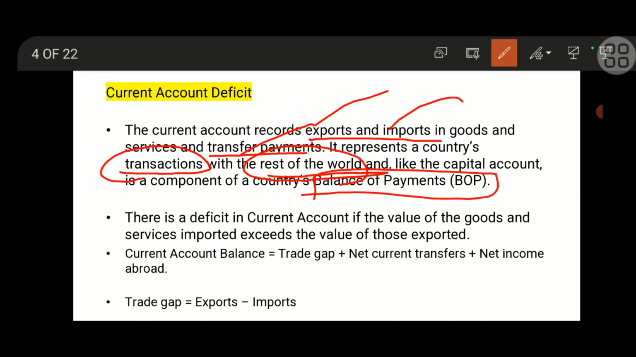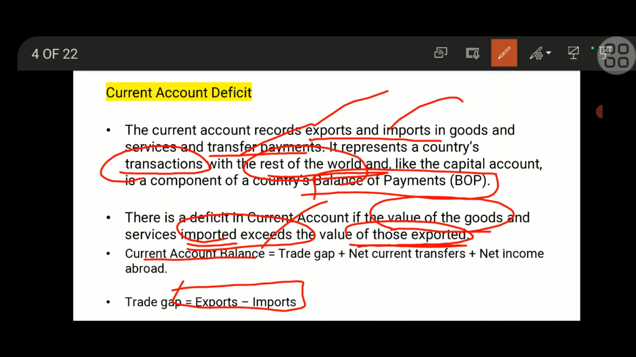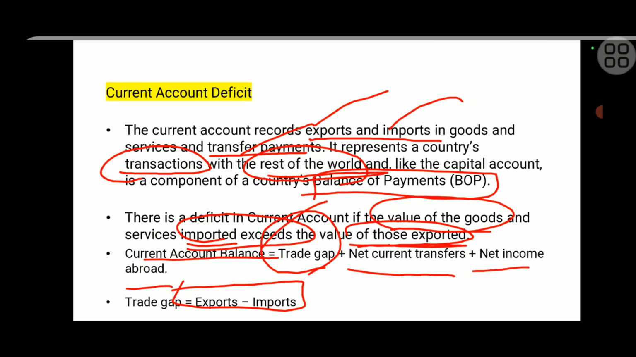Okay. When will the current account deficit happen? If the value of goods and services imports exceeds the value of those exports. Okay. So the value of goods and service imports exceeds the value of those exports, then it is called a current account deficit. So for prelims, trade gap equals export minus import, and current account balance equals trade gap plus net current transfer plus net income abroad.